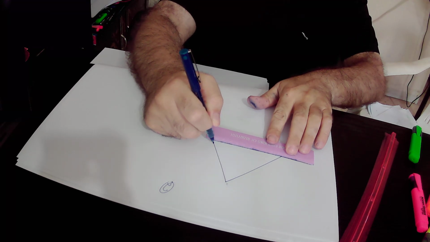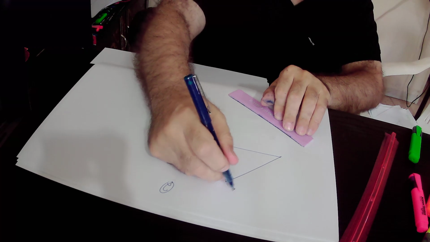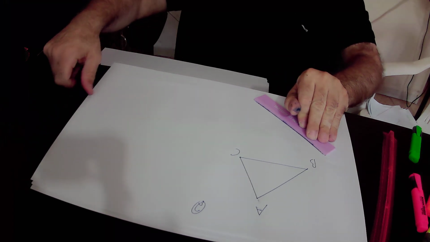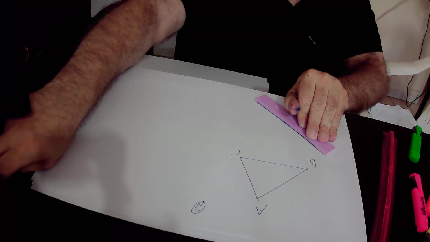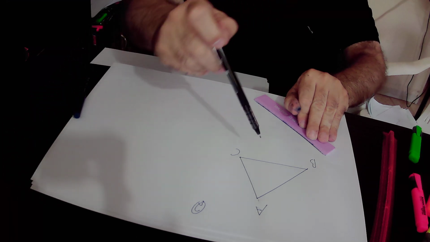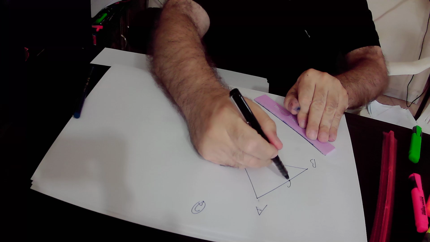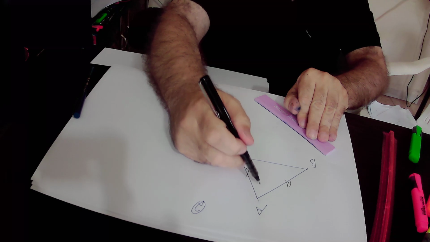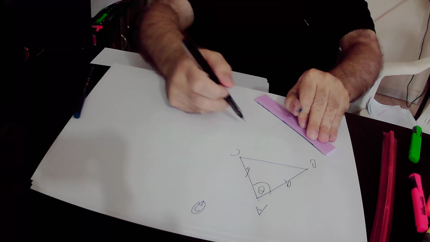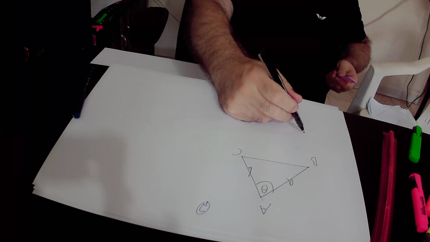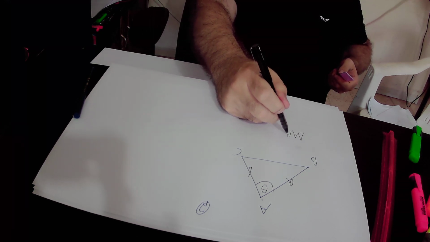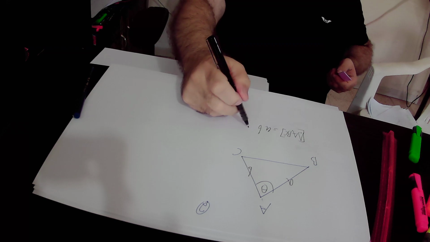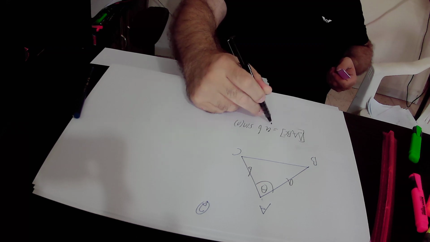This is triangle ABC. We know that the length of side AB of this triangle ABC is equal to A units. The length of side AC is B units, and the angle between side AB and side AC is theta. Then, according to the new formula, the area of this triangle ABC will be equal to A times B times sine theta over 2.